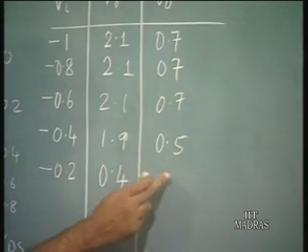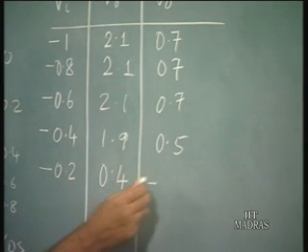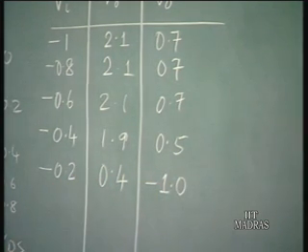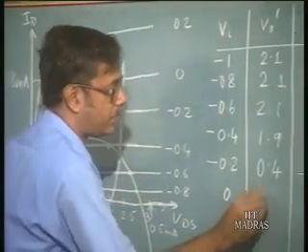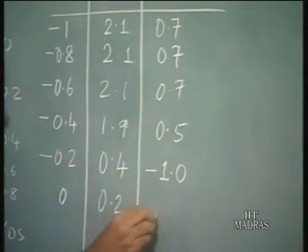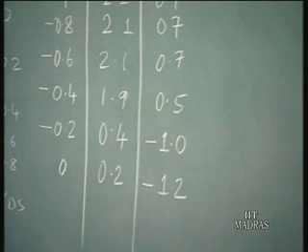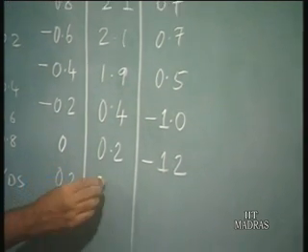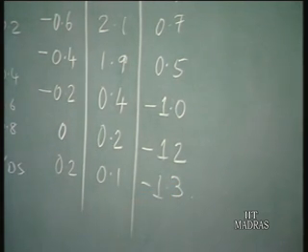So, this output voltage is now going to be 0.4 minus 1.4, which is minus 1 volt. Now, if you go on increasing this voltage, say 0, the point moves to this. So, you have 0.2 minus 1.2 and so on. If you go to plus 0.2, maybe 0.1 minus 1.3, and so on.